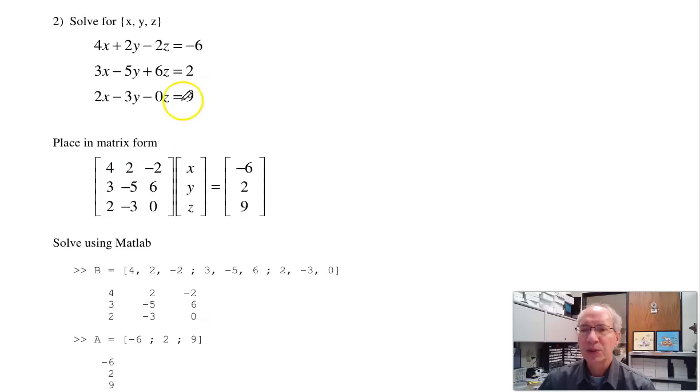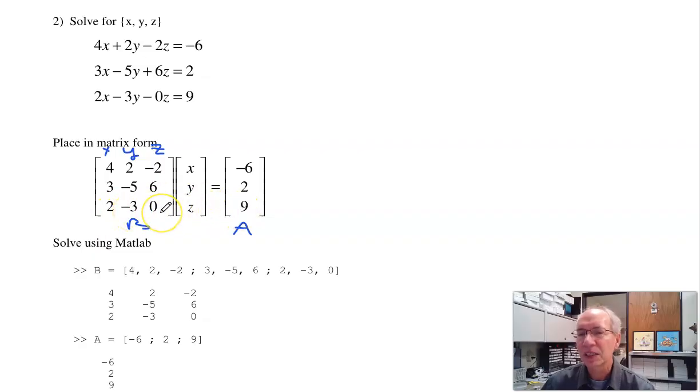Problem 2. 3 equations, 3 unknowns. If I write the unknowns this way, so there's B, call this matrix A. The first column is times X, second column times Y, third column times Z. So the first equation is 4X plus 2Y minus 2Z is minus 6. The second equation, 3 times X minus 5 times Y plus 6 times Z is 2. Third equation, 2X minus 3Y is 9.